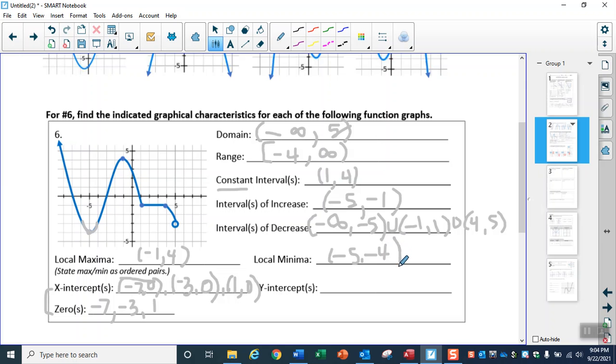Oh, I guess that was supposed to go with my, and so here's the local minimum, local maximum. All right, top of the hill is the max. And then y-intercept is where it crosses. Here's my y-axis. Where does it cross here? Right there. So the y-intercept is going to be when x is 0. What's that y value? 1, 2, 3. It would be 3.